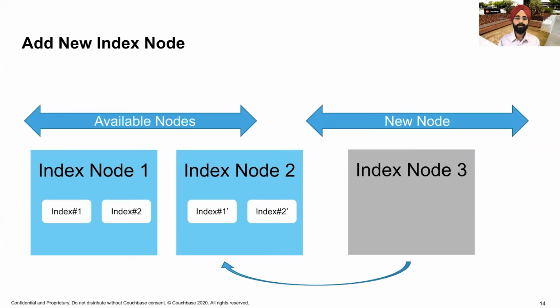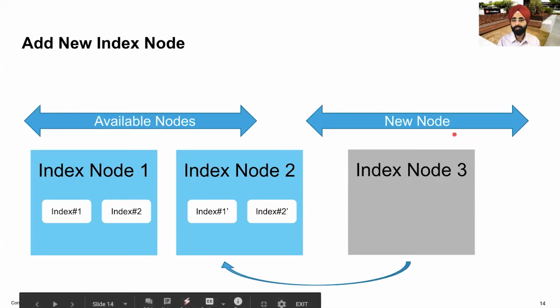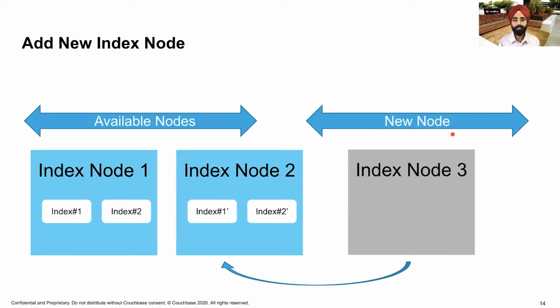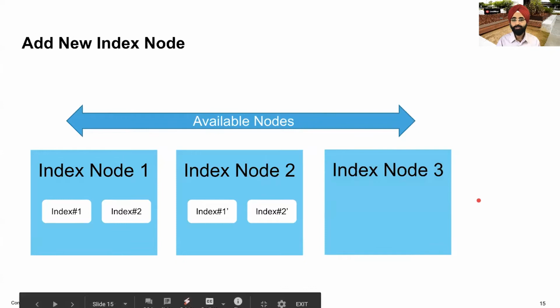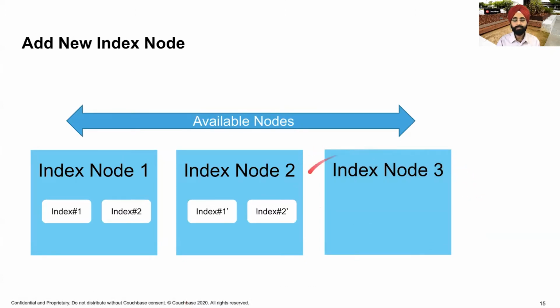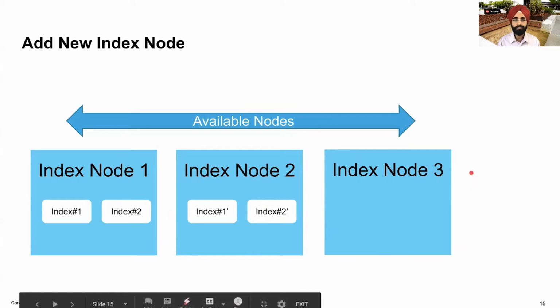So this one here is an example of adding a new index node. Here there's a cluster with 2 index nodes. Both have a couple of indexes, and a new node is being brought into the cluster. And let's say the rebalance is done, then the third node joins the cluster. However, there is yet to be any index placed on it.